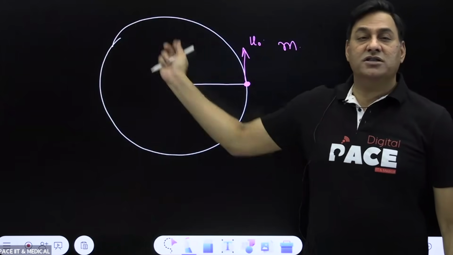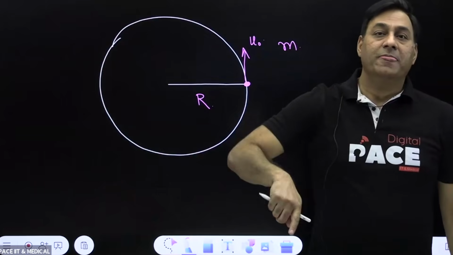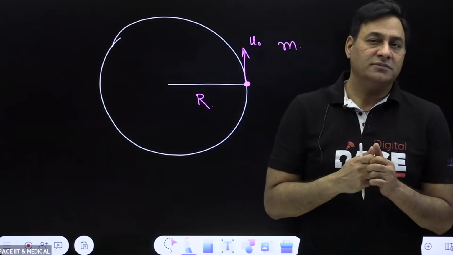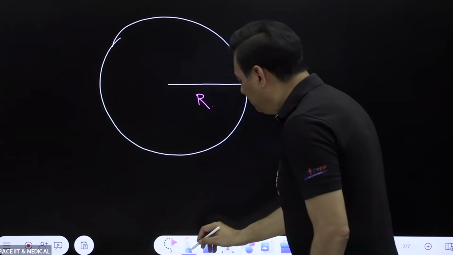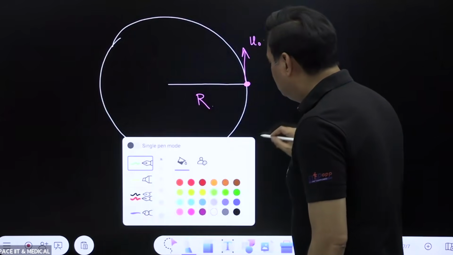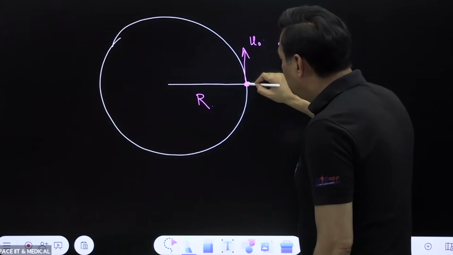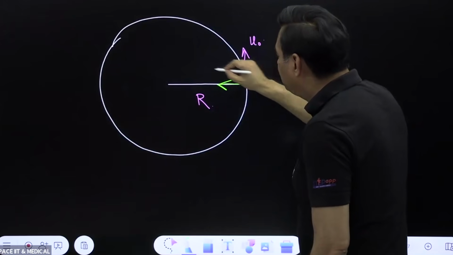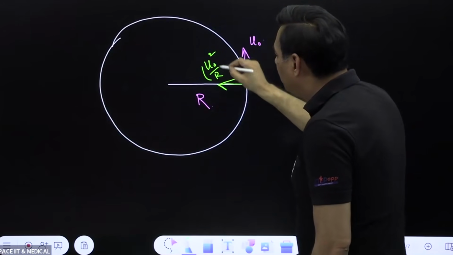It is moving with constant speed in a circle of radius r in a horizontal plane. Can you tell me, does it have any acceleration or not? Yes, sir, it has an acceleration. How much is the acceleration, and in which direction? V square upon r towards the center. U naught square by r is the centripetal acceleration.